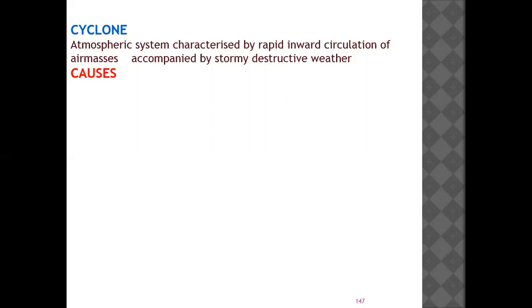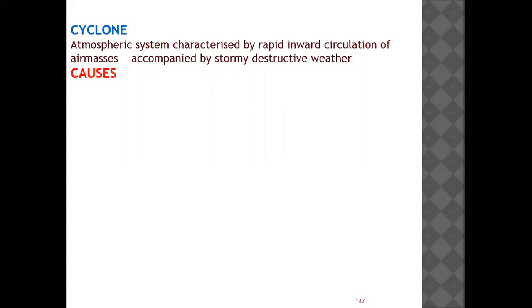In cyclones, we generally see a system where there is a rapid movement of air. Wind blows there at a very high speed, and in the northern hemisphere it is anti-clockwise. So it has a destructive nature. Cyclones destroy almost everything that comes in their path, starting from houses or buildings to human beings, plants and trees.